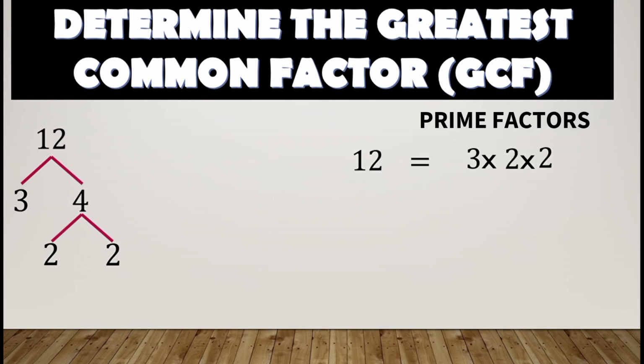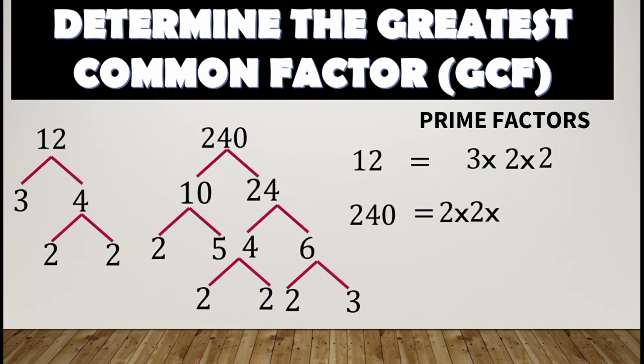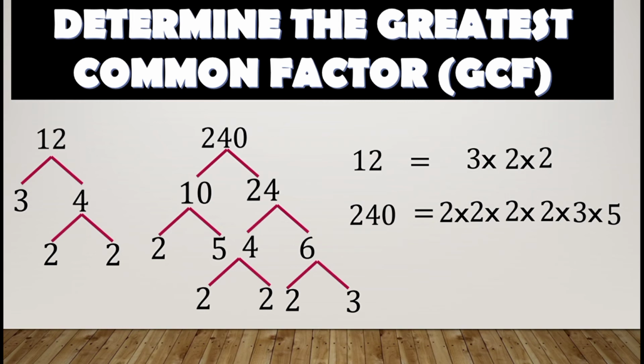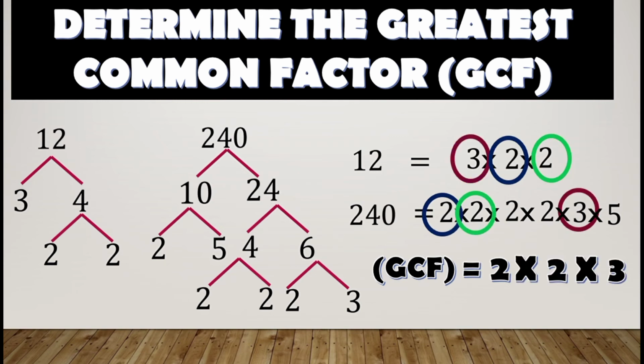On the other hand, factors of 240 are 10 times 24. So, 10 has prime factors 2 times 5, while 24 has factors 4 times 6. Prime factors of 4 are 2 and 2, while prime factors of 6 are 2 and 3. If we are to write the prime factors of 240, that is 2 times 2 times 2 times 2 times 3 times 5. And to check common factors between 12 and 240, those are 2 times 2 times 3.